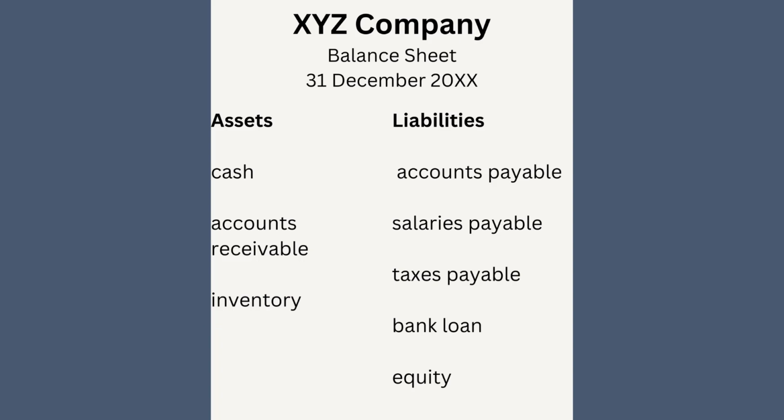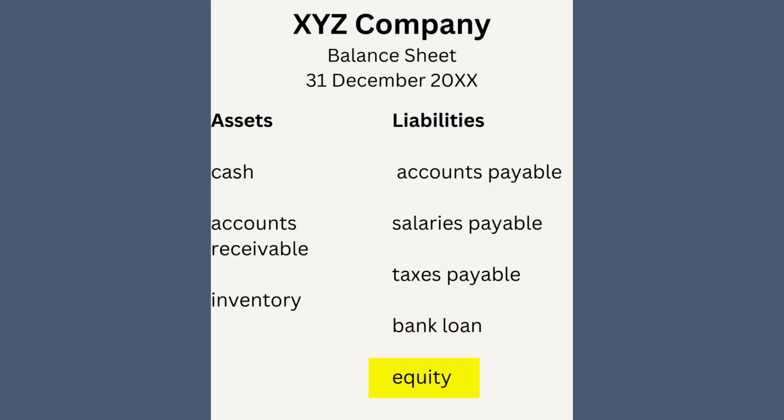Now, liabilities is accounts payable. So this is the money or the business that is owed to the suppliers. It covers salaries payable, which are the salaries that you owe to employees, or taxes payable probably to the government. Maybe the company has taken out some kind of bank loan.